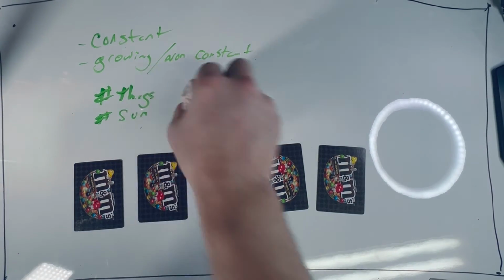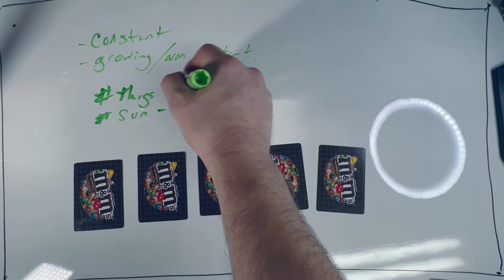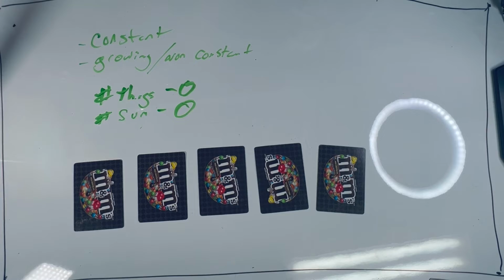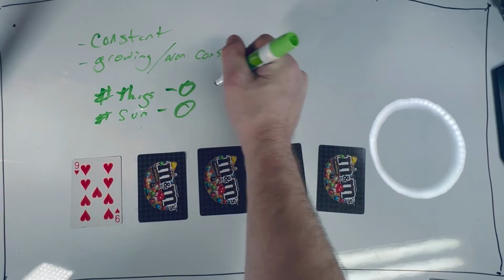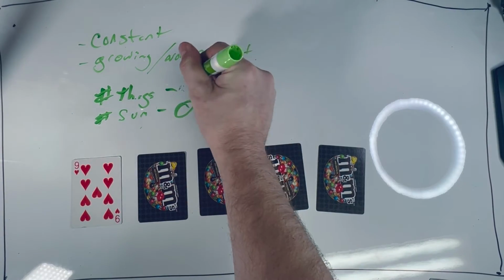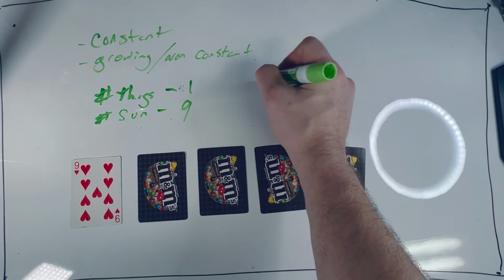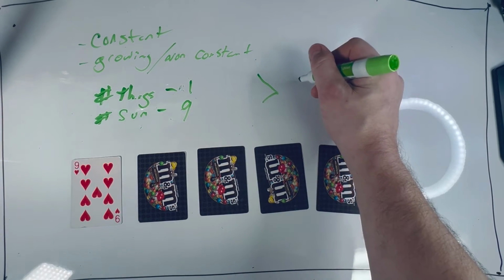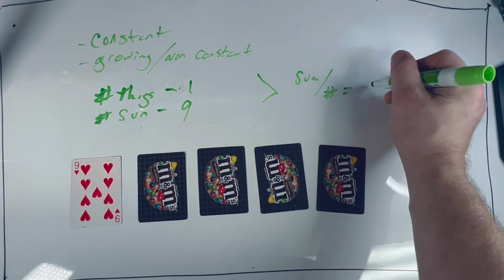That might make things a little easier. So here I have things. When I start my algorithm, I have zeros. I haven't looked at anything, and I don't have a sum. So let's look at our first card. I've looked at one thing, and its sum is 9. And then I can calculate my average, right? It's the sum divided by the number of things, and in this case, it's 9.